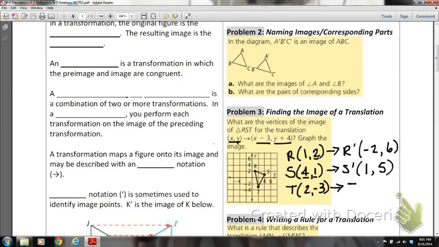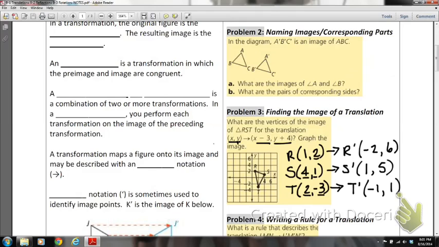Translate point T to T prime. The x-coordinate of T is 2. Substitute that into the translation formula. 2 minus 3 is a negative 1. Do the same thing with your y-coordinate, negative 3. Substitute it into the translation formula for y. Y plus 4, negative 3 plus 4 is going to be a positive 1.